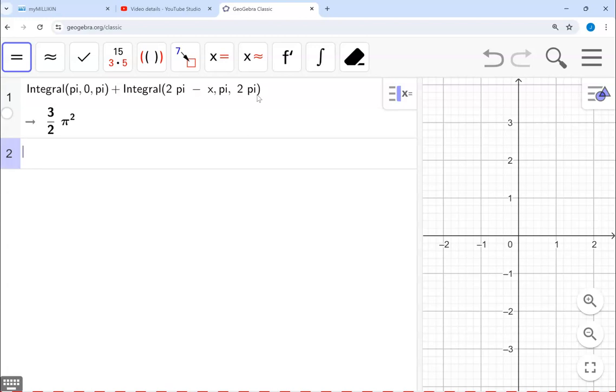Say it again? How'd you go? So up in the little hamburger menu here, it should be under view, and then there should be a tick box for CAS. So turn off the one for algebra and turn on the one for CAS. All right, cool.